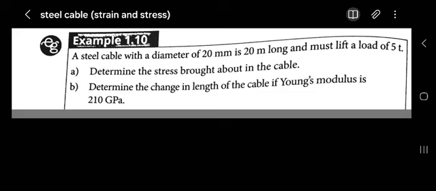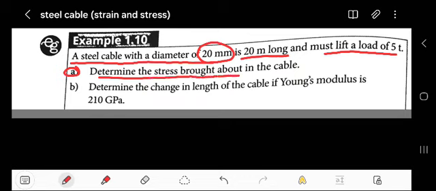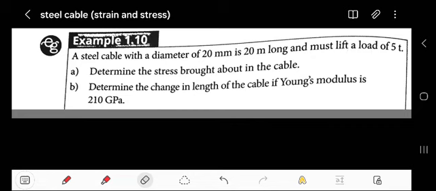So I've given example 1.10. It says a steel cable with a diameter of 20 millimeter is 20 meter long and must lift a load of 5 ton. Part A says determine the stress brought about in the cable. Calculate the stress brought about in the cable.